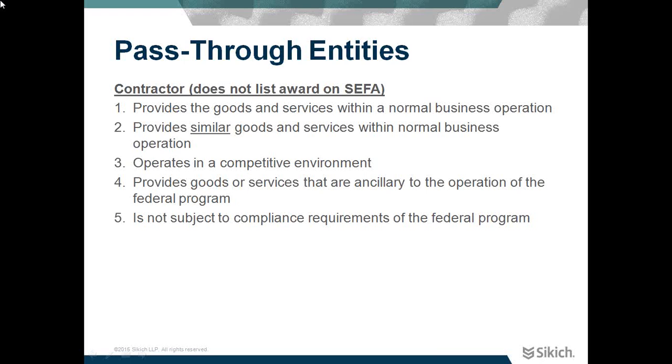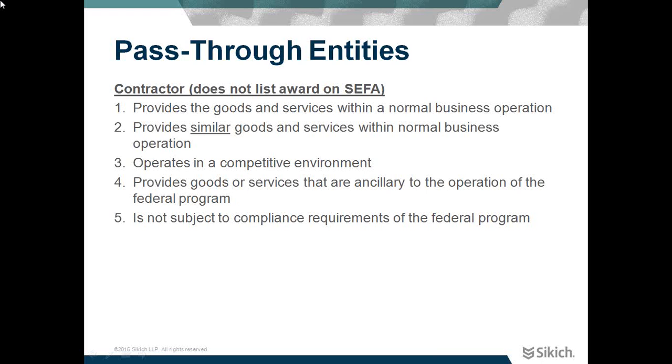A contractor, in contrast, provides goods and services, but theirs are really within the normal course of business operation. It's what they do. They may provide similar goods and services within normal business operations. They typically operate in competitive environments. It's a little bit different than a not-for-profit that's not necessarily in a competitive environment. And really, their goods or services are ancillary to the operation. It's not necessarily part of the operation. And finally, they're not subject to the compliance requirements of the federal program.